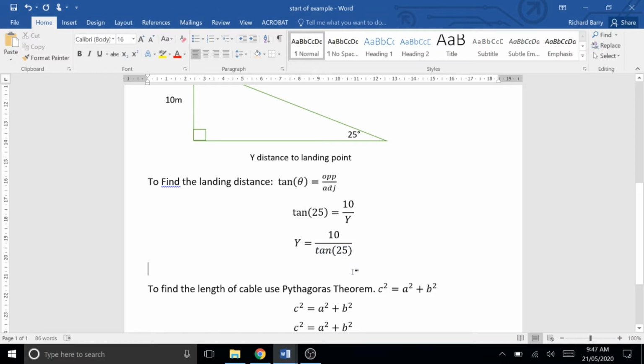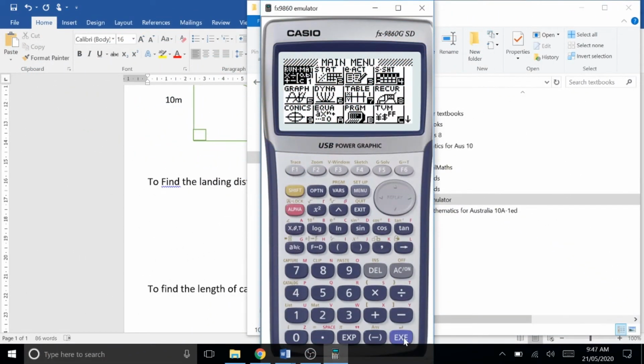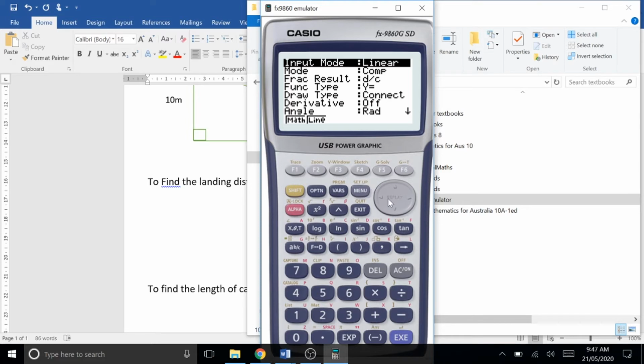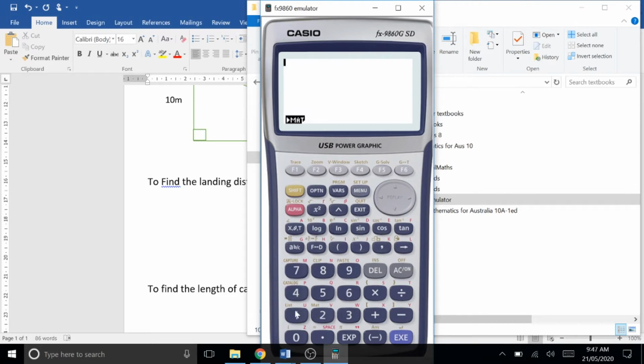Okay, then we're going to go to our calculator. Now, if you're using this calculator, you're just going to make sure you're in degrees every time. So that was 10 divided by tan bracket 25. 21.44. So we're dealing with meters. So what would be a good number to round up? Maybe to centimeters. 21.45.